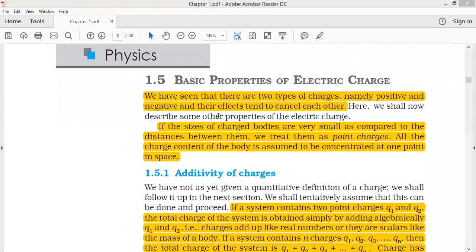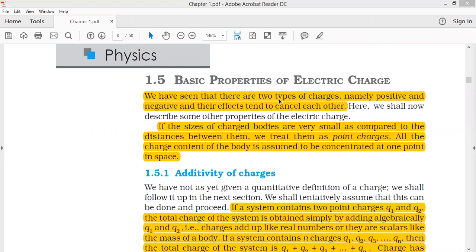So today we are going to discuss basic properties of electric charge. This is from the electric charge and fields chapter of inter second year portion. Here we have discussed that there are two charges, the negative charge and positive charge.